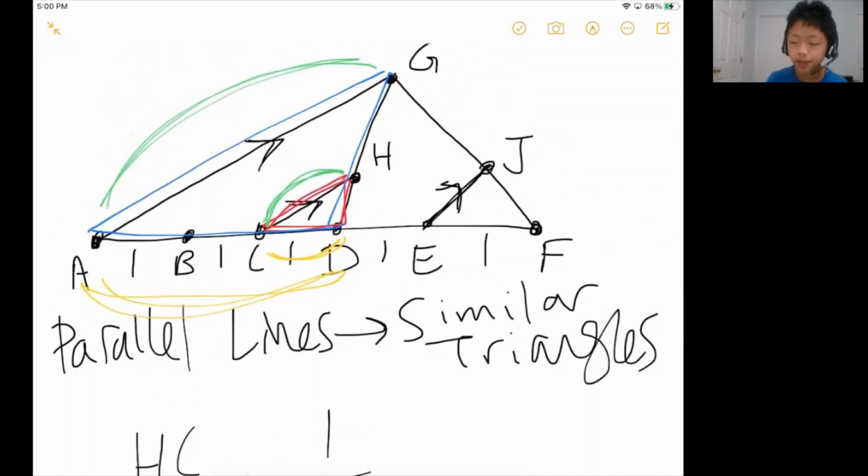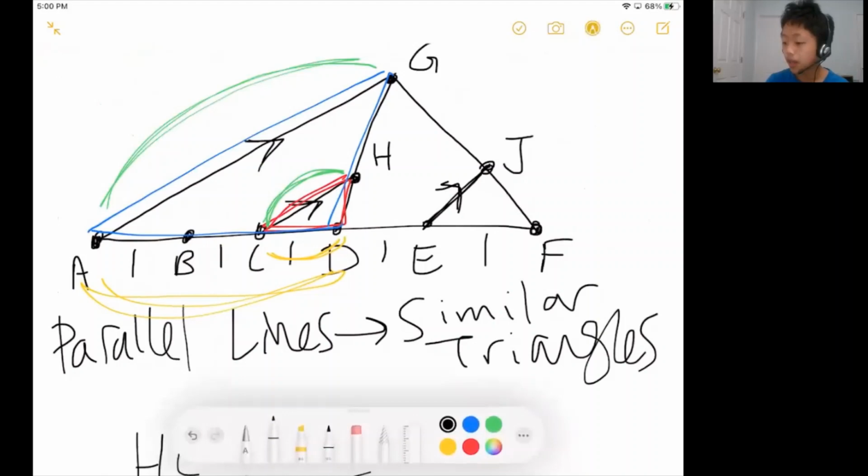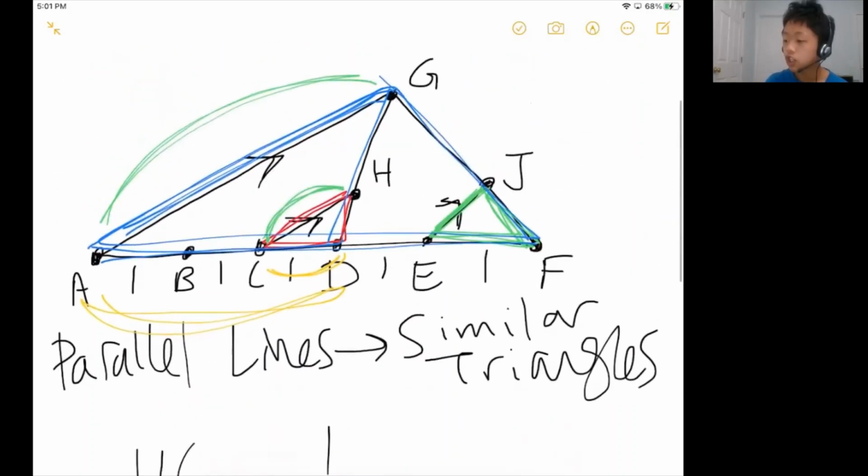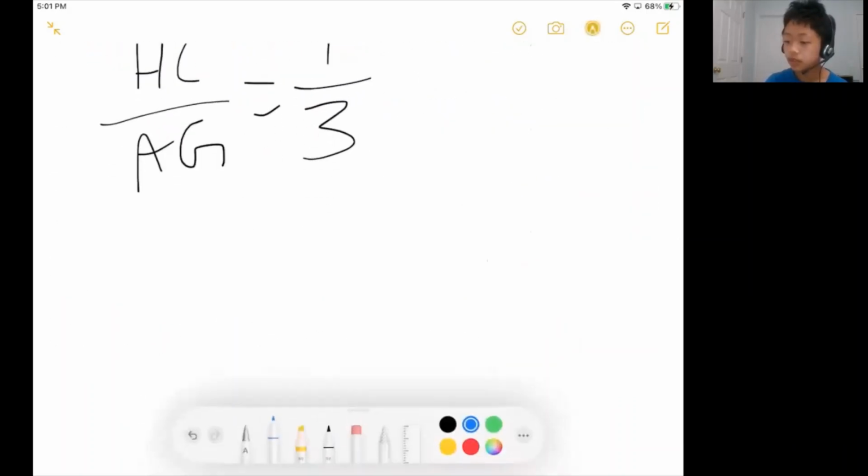And then we can apply a similar idea by looking at this green triangle here. We know that has to be similar to the big blue triangle, GAF. So triangle JEF has to be similar to triangle GAF. So again, by similar triangles, the ratio of corresponding sides has to be equal. So JE over AG has to equal 1/5.